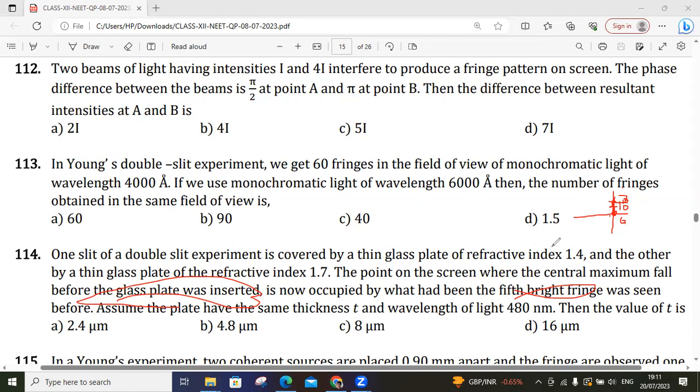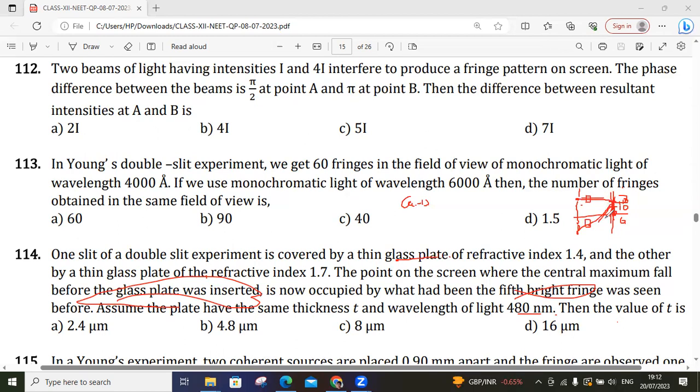Assume both the plates have the same thickness T, and the wavelength is this much. The value of T is to be found. So we know the shift is equal to mu minus 1. Here, how many plates are there? Two plates are there, one in front of one slit and the other in front of the other. One will make the pattern shift upward and the other will make it shift downward. So the shift will be how much one shifts minus how much the other shifts.